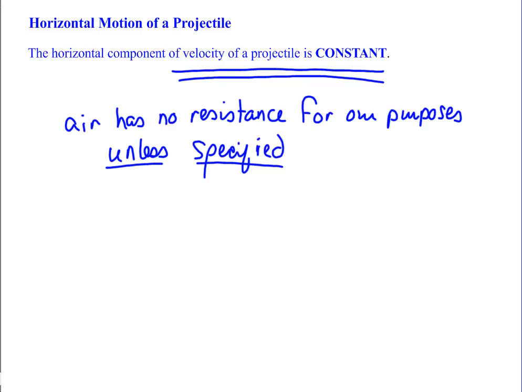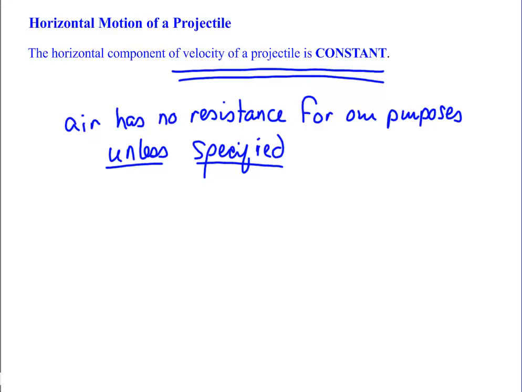There may be some problems where air resistance is specified or you're asked to solve for air resistance. But if we're just talking about projectiles, something flying through the air, no air resistance, no friction. Therefore, there's no outside forces acting on our projectile. So in the direction it's traveling horizontally, its velocity is constant.